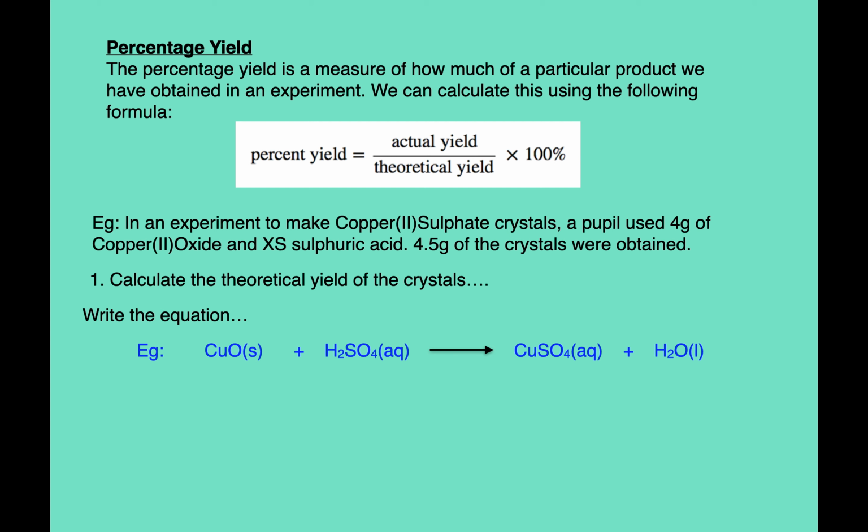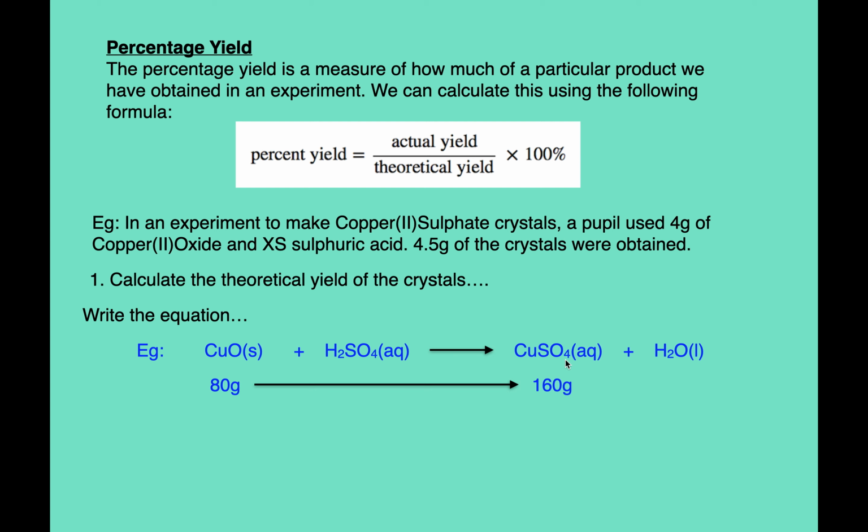So according to this, 80 grams of copper oxide. Where did I get the 80 from? Well, theoretically, this is how much mass 1 mole of copper 2 oxide has, isn't it? So copper is 64 on your periodic table. Oxygen is 16. 64 plus 16, 80. It should make 160 grams.